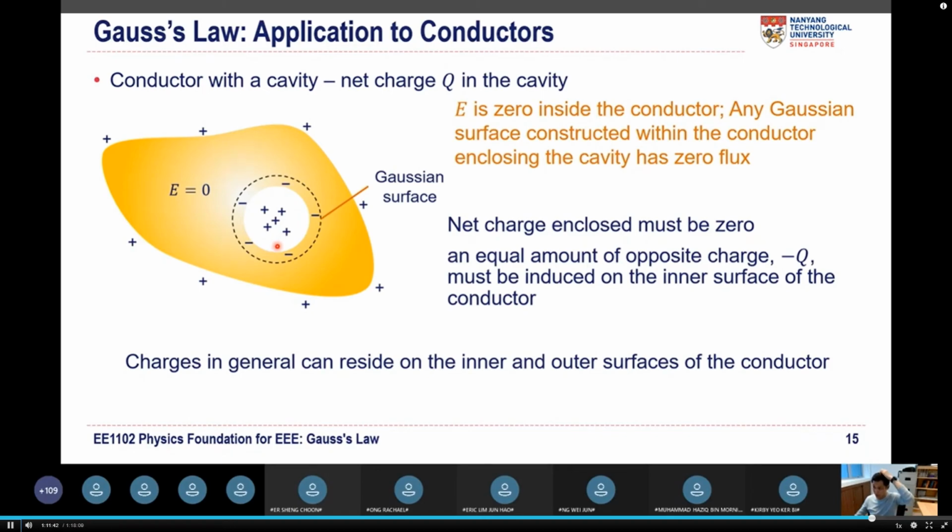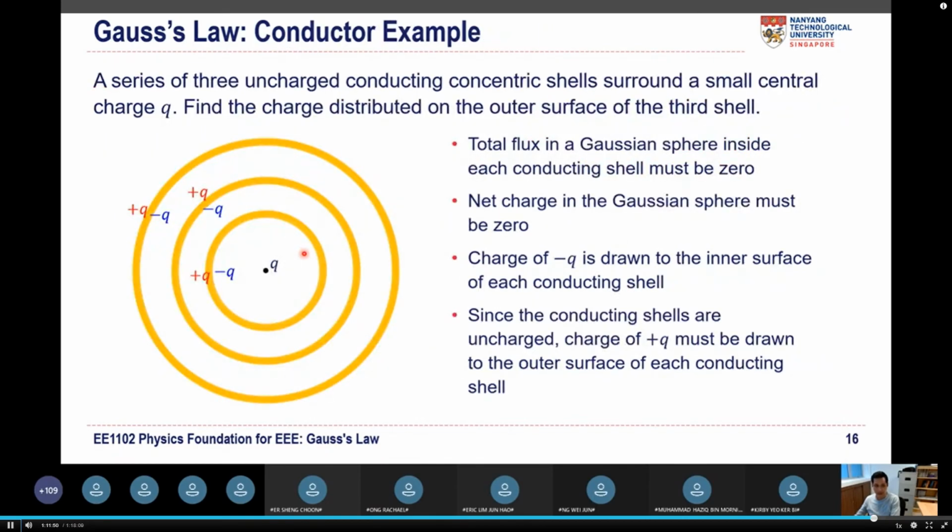Any questions up to this point? So we're going to solve an example using this idea. So let's look at this example of the conductor.